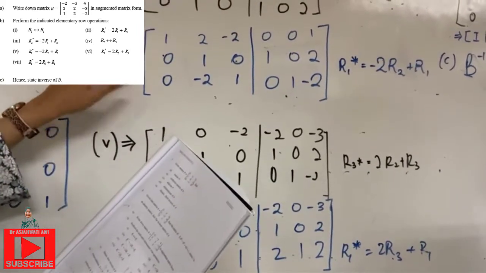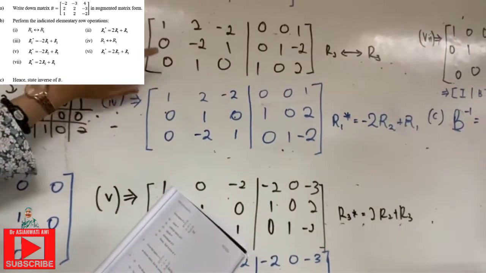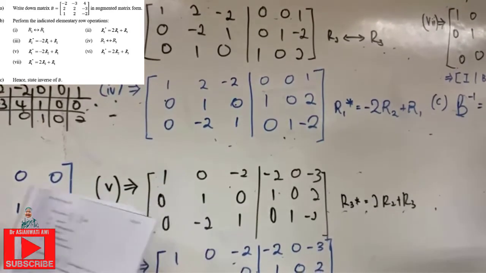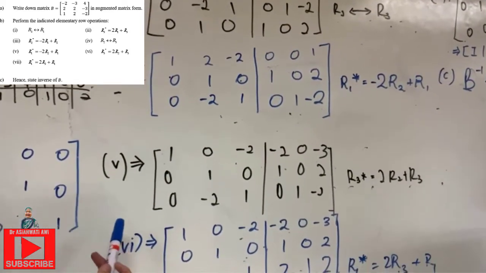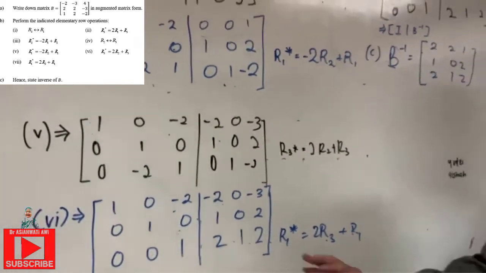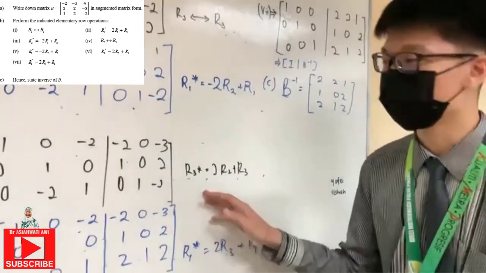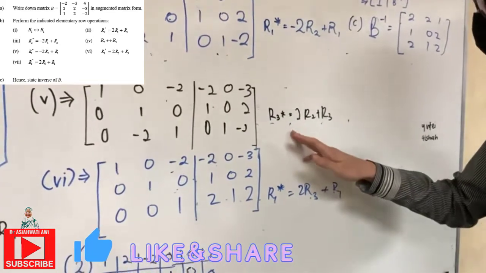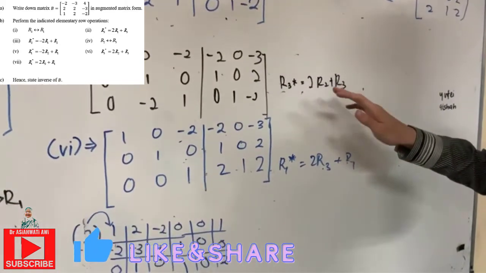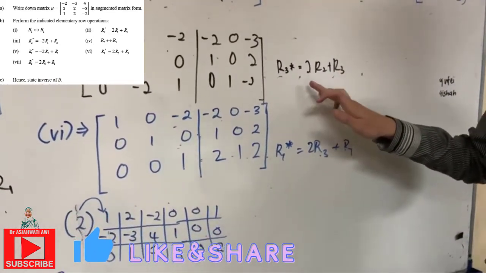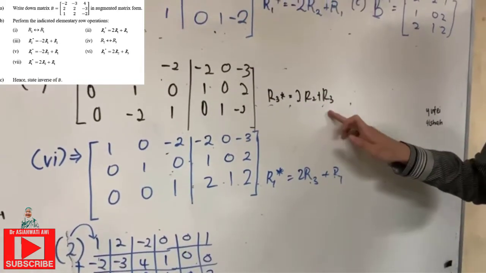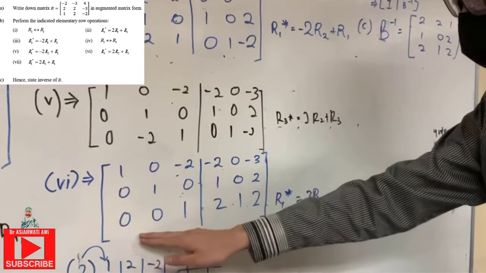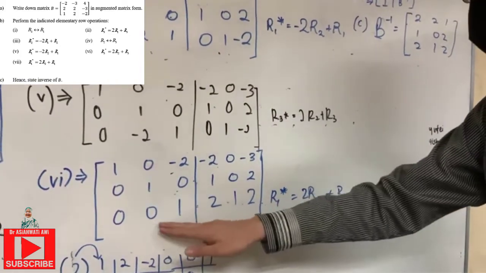Okay, for the 4th Roman, it wants us to exchange the row 2 and row 3. So we change this one, row 2 and row 3. So we got this. For the 5th Roman, we want to find the new row 3. We take row 2, multiply by 2 and then add back the original row 3. So we will get this one, which is the new row 3.